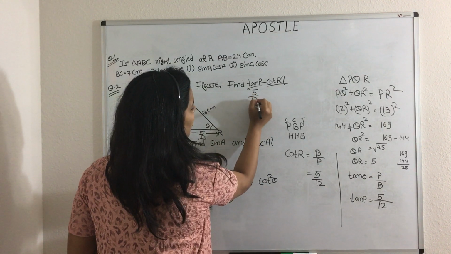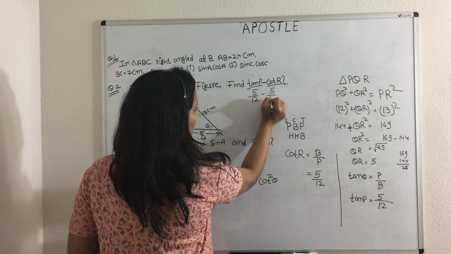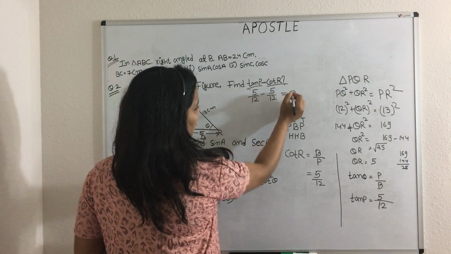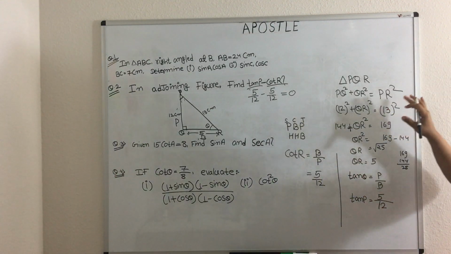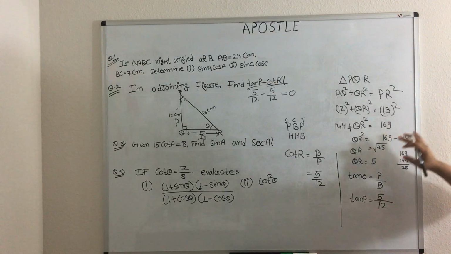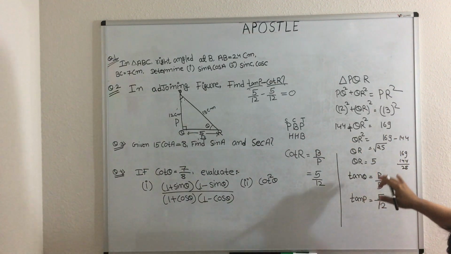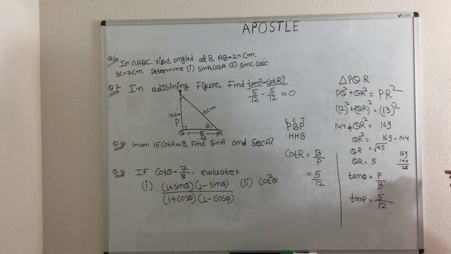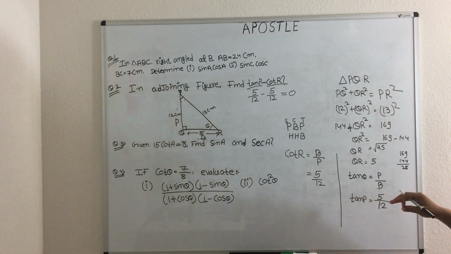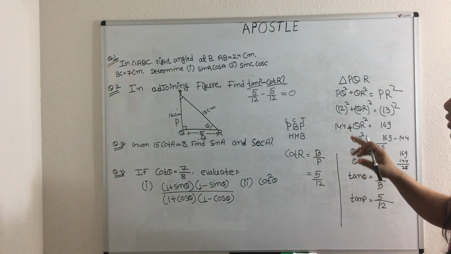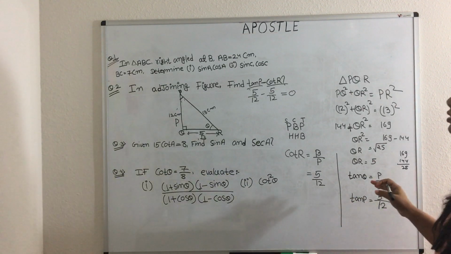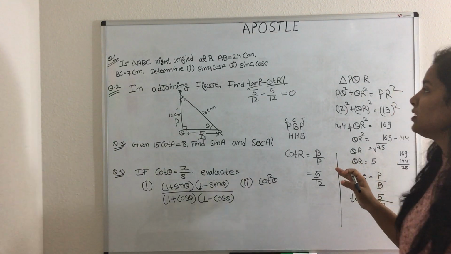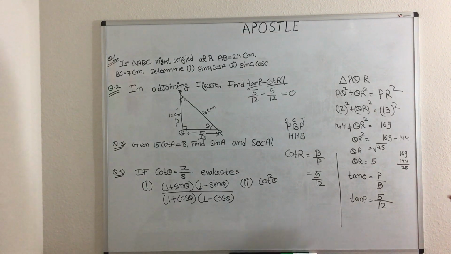So 5 by 12 minus 5 by 12. So the answer here is 0. So in this question, first of all we applied Pythagoras theorem and then we calculated the value of QR, and the value of QR came out to be 5. Then we calculated the value of tan P and then the value of cot R, and then we substituted all of these values in the equation, and finally our answer comes out to be 0.